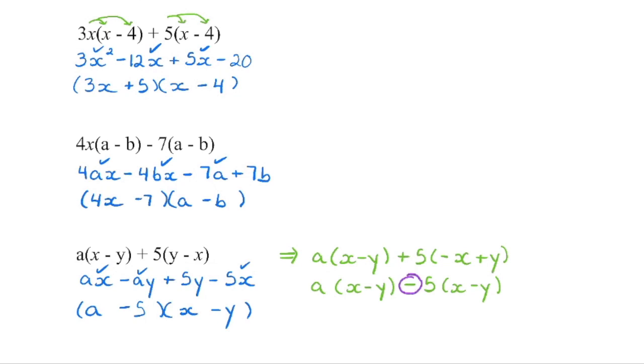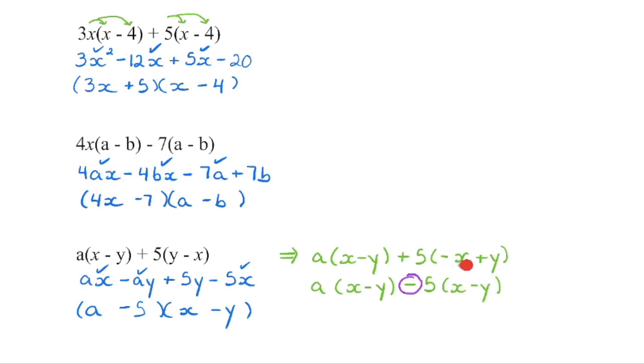And we didn't change the question. If I were to distribute this 5 in, 5 times negative x is negative 5x. Negative 5 times x is still going to give me that negative 5x term. 5 times y, which is what we originally had, 5 times y is 5y. If I have negative 5 times negative y, I still will get positive 5y. So we did not change the question.